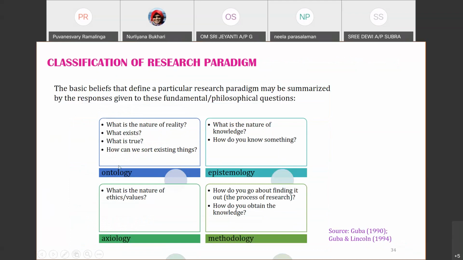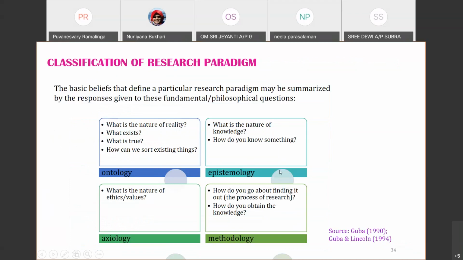This is ontology. What does it mean, ontology? What is the nature of reality? Single reality or multiple realities? What is true? The only one absolute truth, or can another one be accepted? Some people think that there is only one. Some people think there are multiple socially constructed realities.